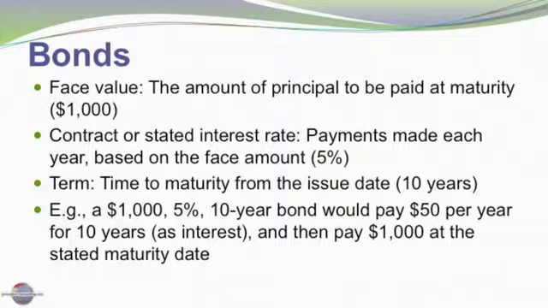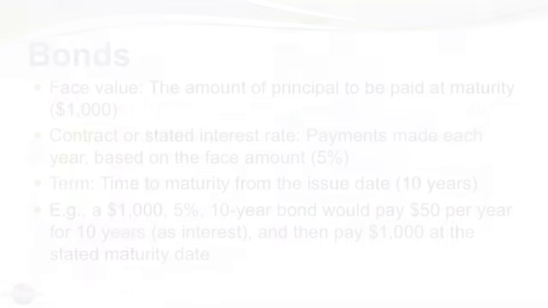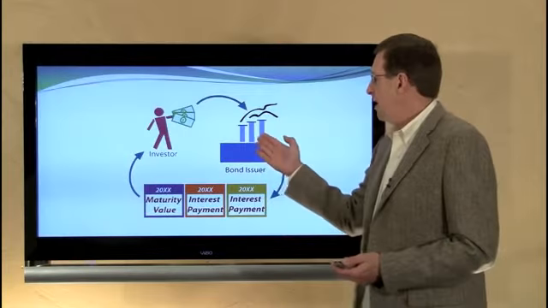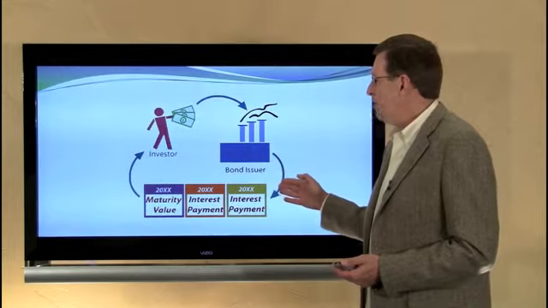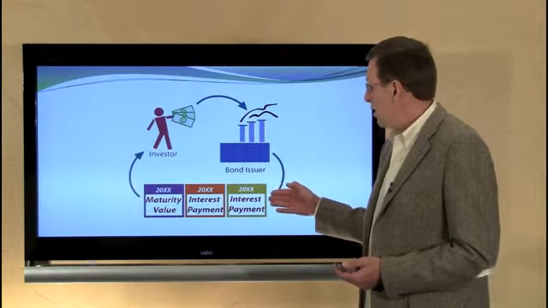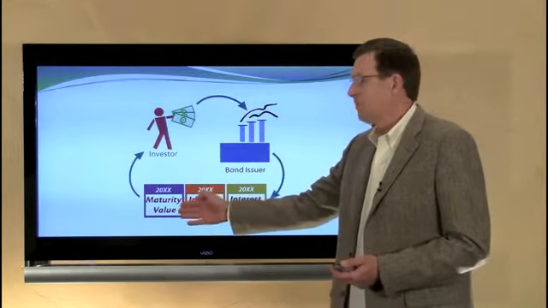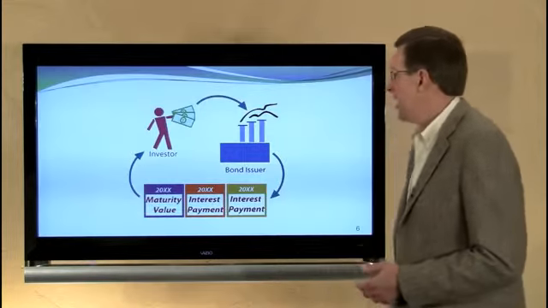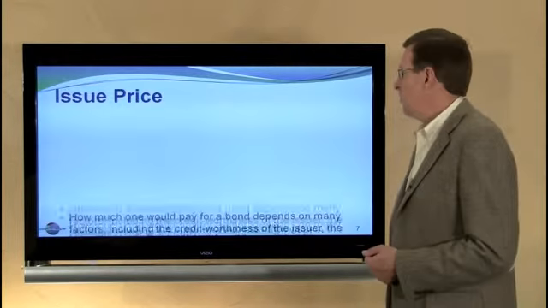And then it would repay the $1,000 at maturity. So an investor would initially give money to the company, the company would issue the bonds to the investor, and those bonds would require periodic interest payments, and then at the maturity of the bond, the full face amount back to the investor. It's just a loan, in other words.